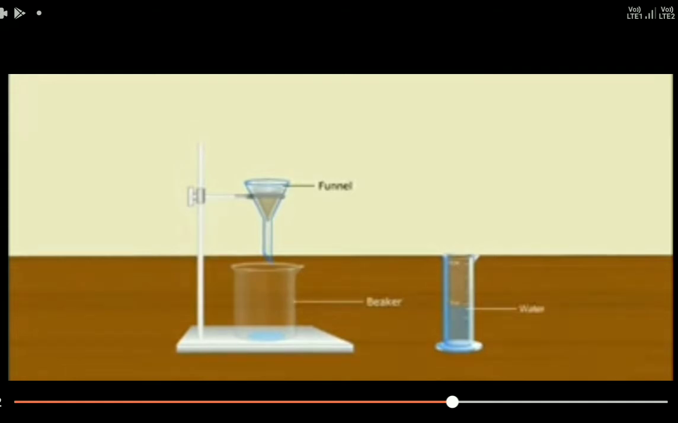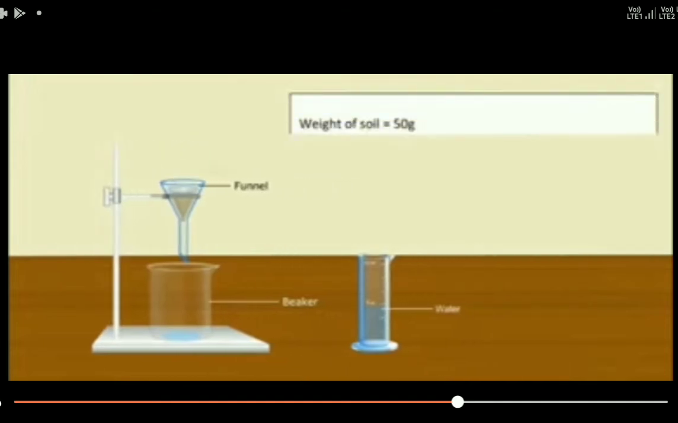When you see the water coming out from the funnel into the beaker, we have to stop pouring. It depends upon the soil. Clay soil requires more water, sandy soil requires less water. Like that, you can see the level in the beaker is also decreasing.